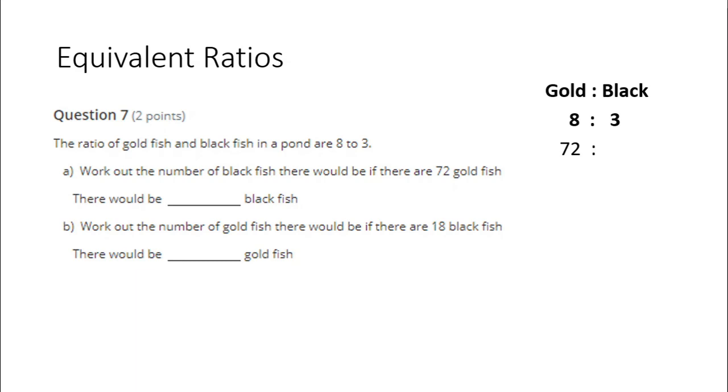On the black side, we need to think, how did I get from 8 to 72? What did I need to multiply by? I multiplied by 9. 8 times 9 gives me 72.